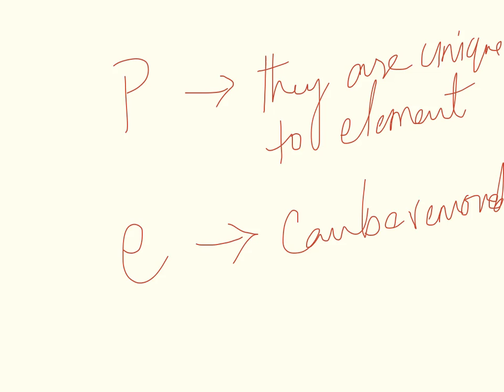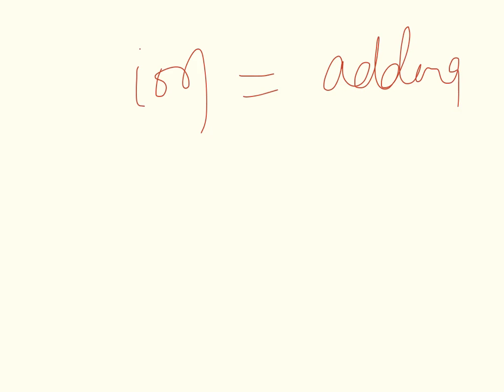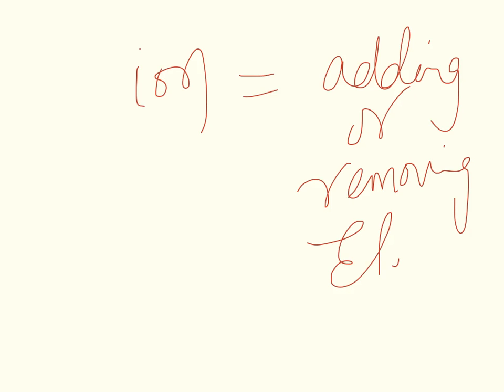You can rearrange electrons. Now in that case, what happens when you add or remove electrons? You now have an ion. When you add or remove electrons from an atom, an ion results. So ion comes from adding or removing electrons.